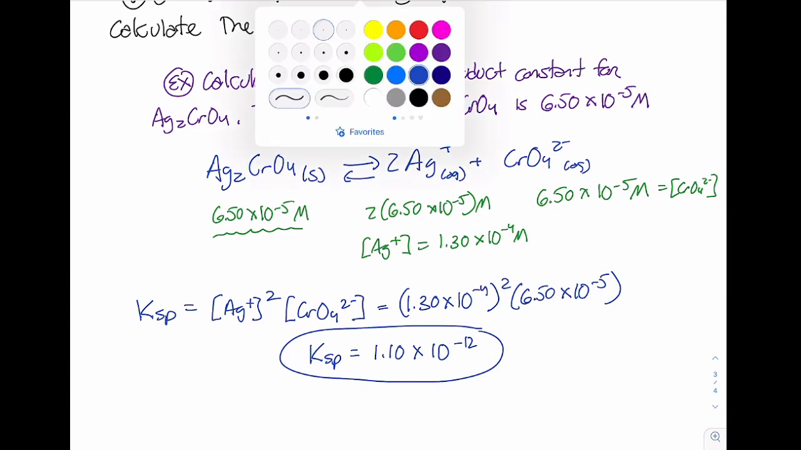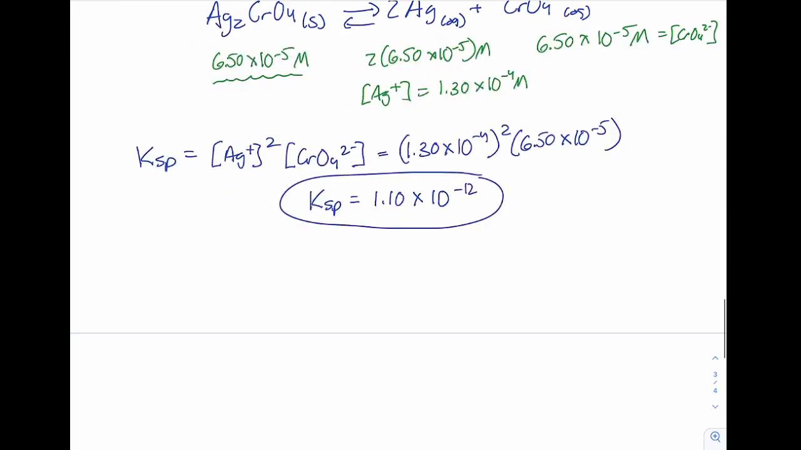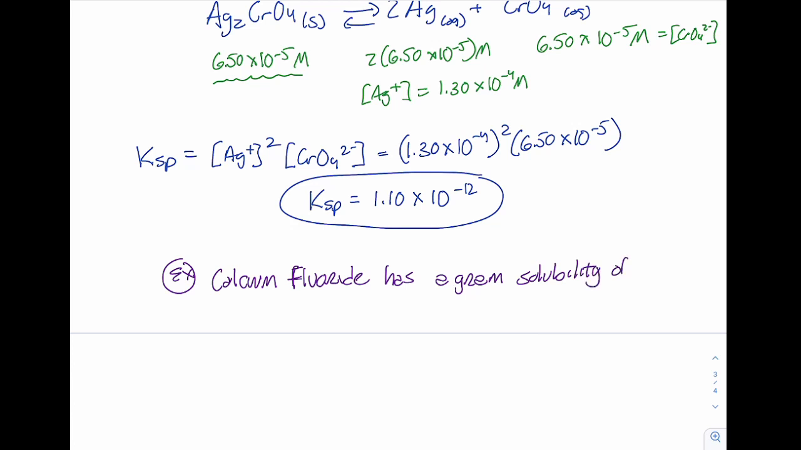One more example of this type for us, but with just a little twist on it. Calcium fluoride has a gram solubility of 0.016 grams per liter. And we're going to calculate the solubility product constant again, Ksp.